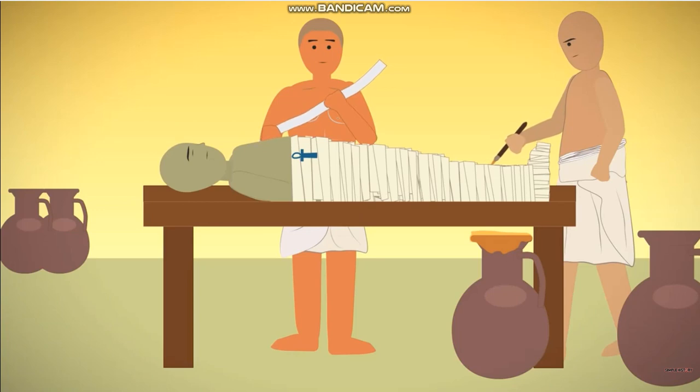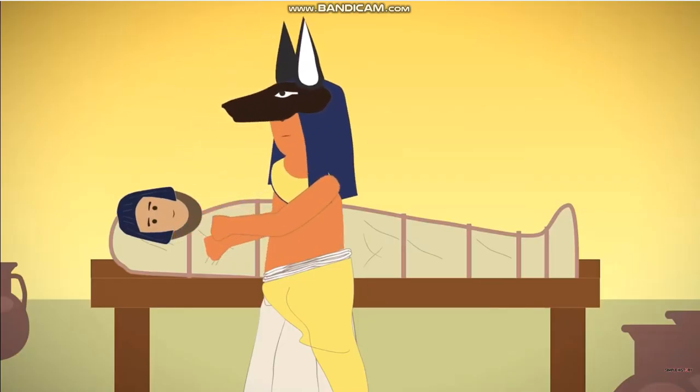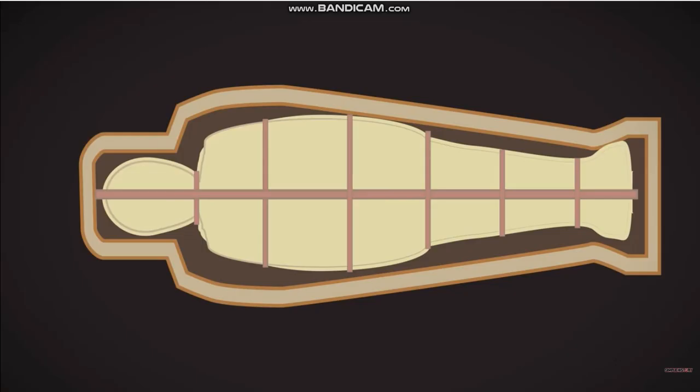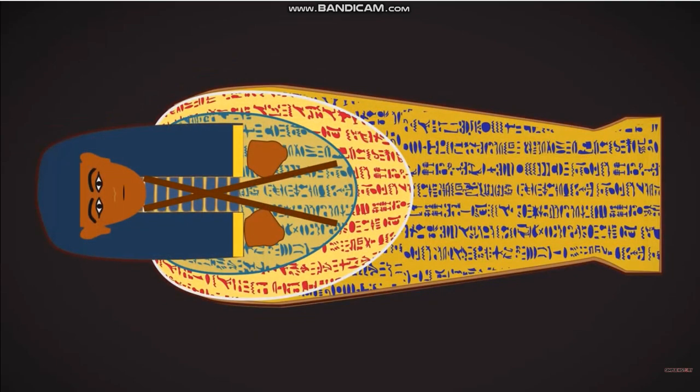A resin was used to cover the body to prevent mold, and then the whole corpse was wrapped in layers of linen bandages. A face mask was made to look like the person, then was placed on the head of the corpse, and the body was placed into a wooden case, or if the person were rich, a stone sarcophagus.